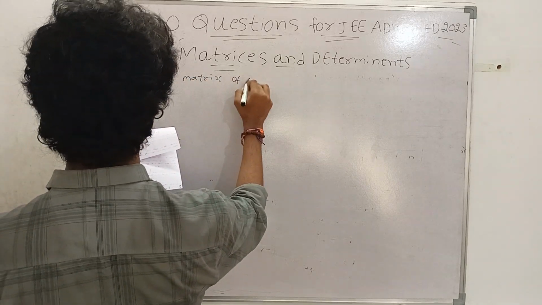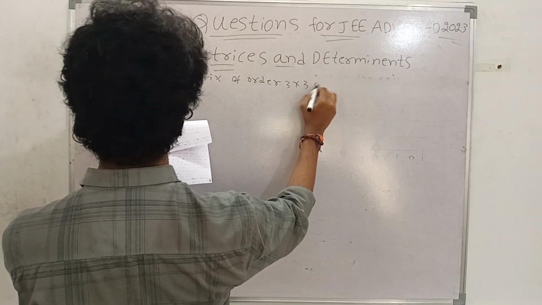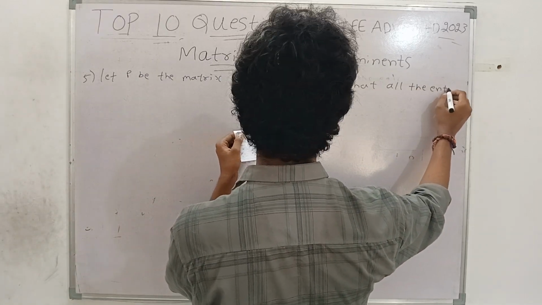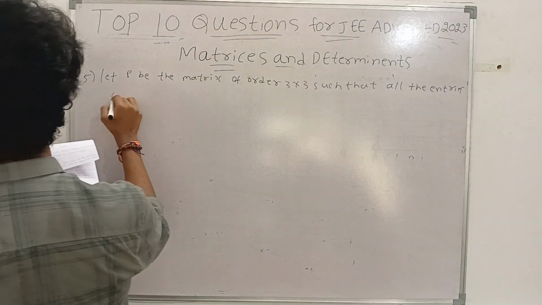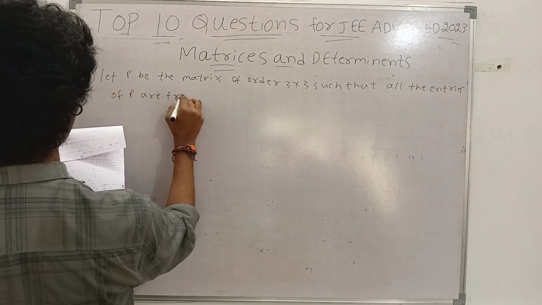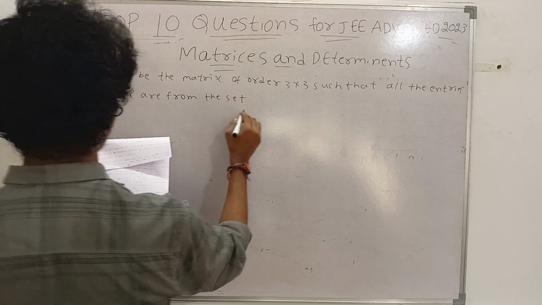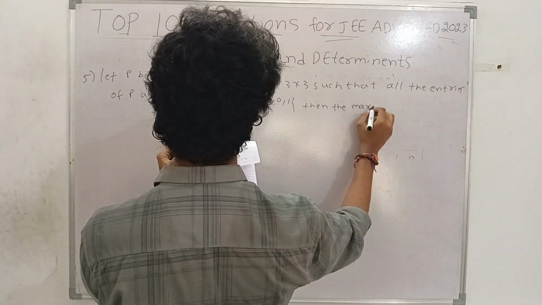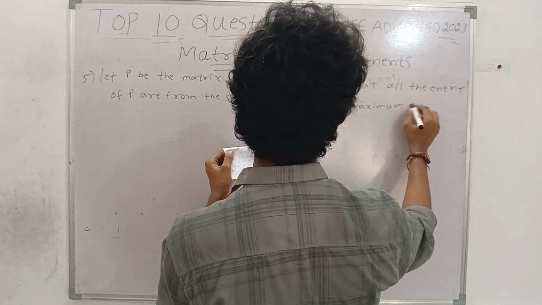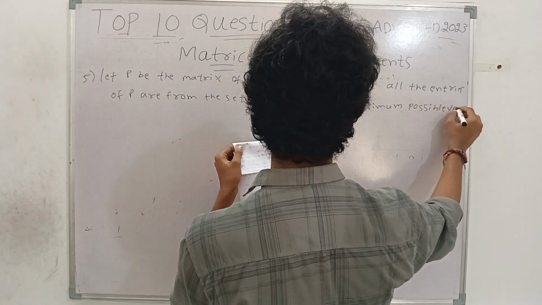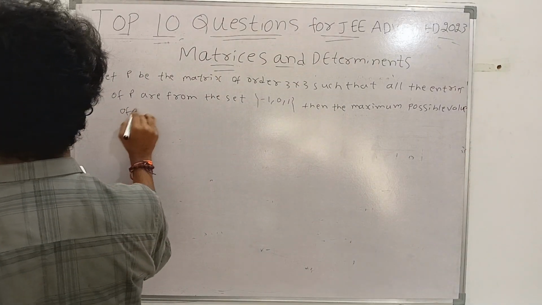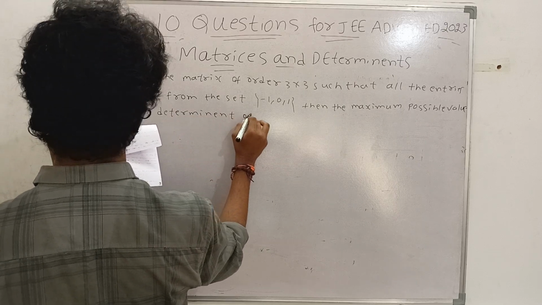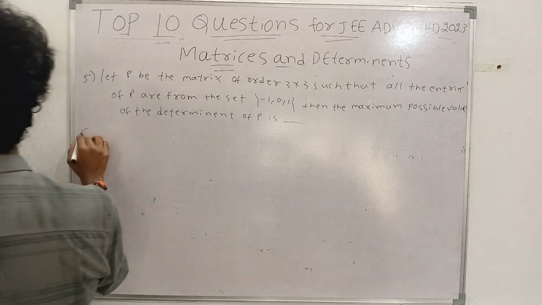Let P be a matrix of order 3 cross 3 such that all the entries of P are from the set {-1, 0, 1}, then the maximum possible value of the determinant of P is how much?